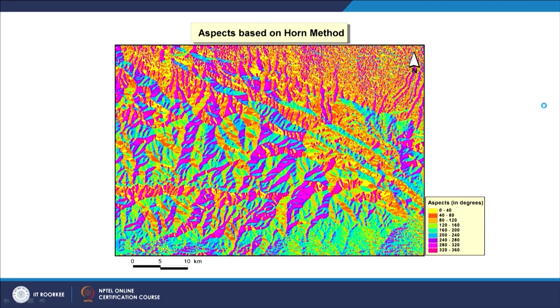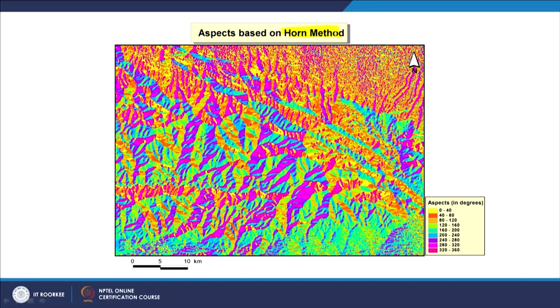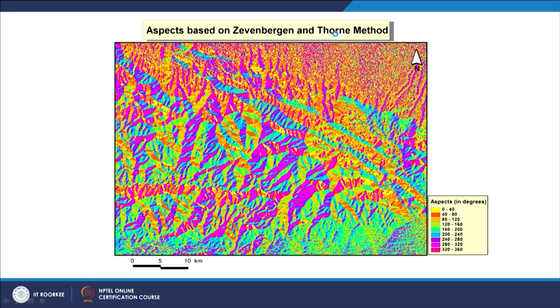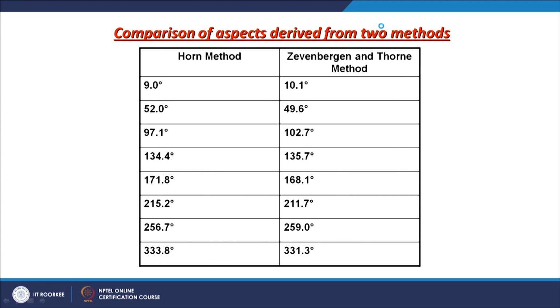Now, like in the case of slope, there are also a few variants available. Either you employ the Horn method, which will bring some changes, or the Jevons-Burgon Thorne method, which we also discussed for slope calculations. When we do the comparison, we find that there are variations, so let us look at the Horn method and the Jevons-Burgon Thorne method for certain identified cells.